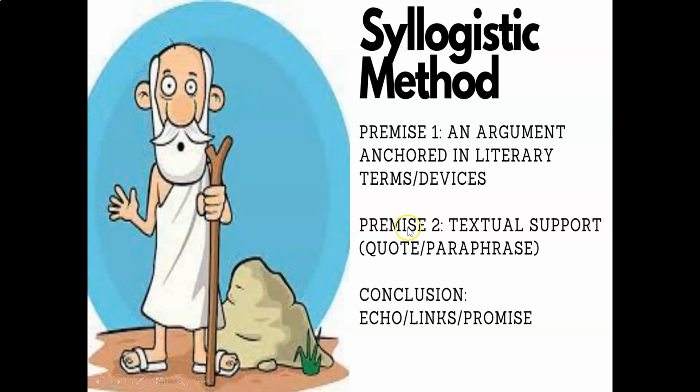Second premise is textual support. We have the poem in front of us, so we're going to teeter-totter balance the quoting and the paraphrasing. We're not going to do one far more at the expense of the other. So balance that out, keep it in kilter.